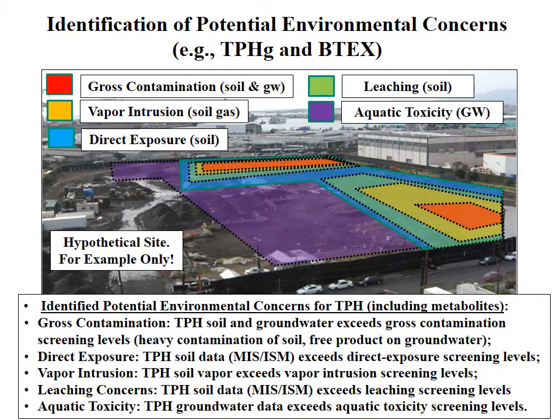The area of green will sit in between the blue and the yellow. This is the part of the soil that is contaminated to the extent that it could pose leaching problems for underlying groundwater. And then in purple, I just made up an area of groundwater contaminated above aquatic toxicity concerns. So all these come into play in determining the remediation strategy for the site.